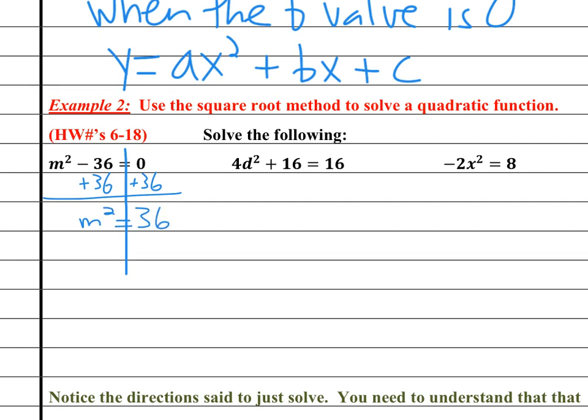Now, we need to figure out how to get m by itself, so to get rid of the square. Now, some of you might be saying, it's 6. 6 times 6, 6 squared is 36. We already know it. But we want to practice our mathematical operations. So the opposite of a square is a square root.